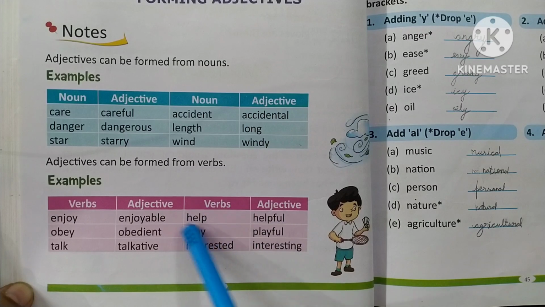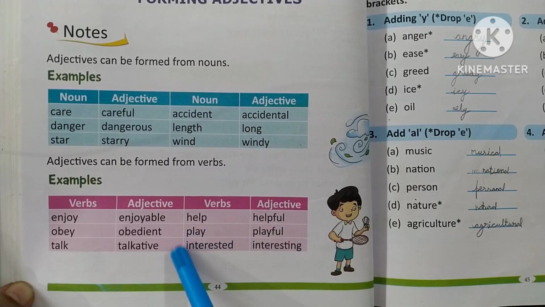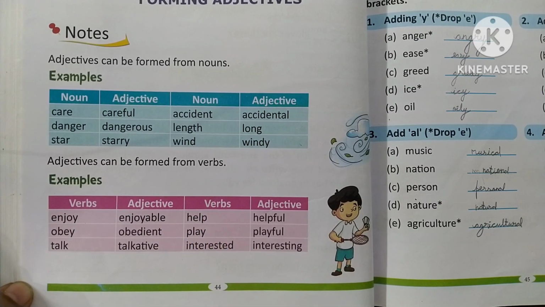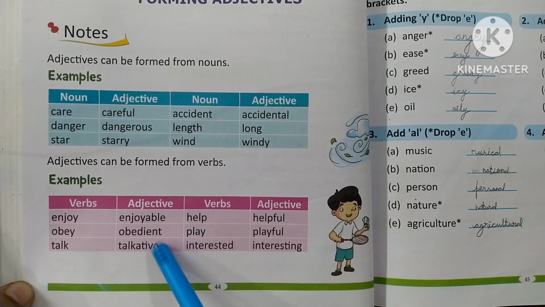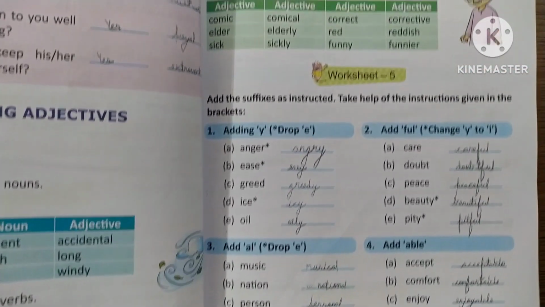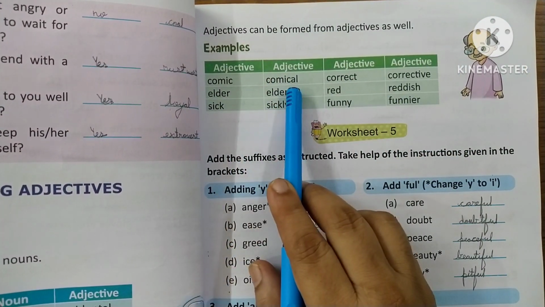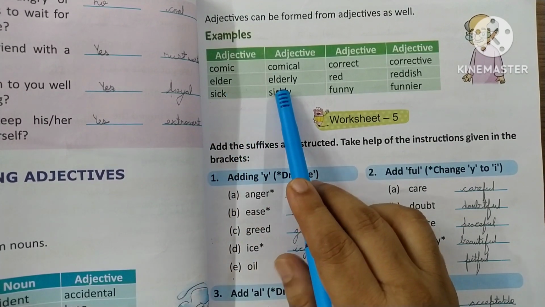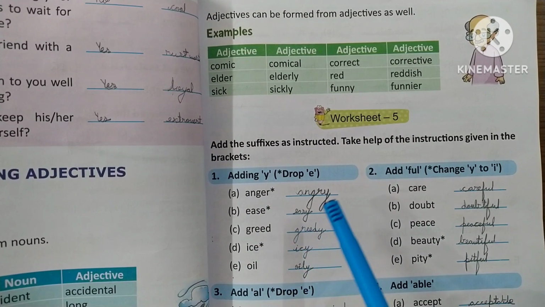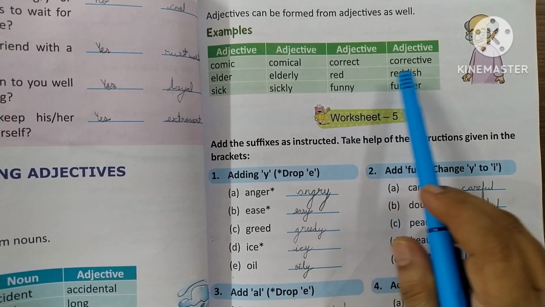Helpful comes from the verb help. Playful comes from the verb play. Interesting comes from the word interested. Now all these are helping words. So they are called verbs and they give rise to these kind of adjectives. Now adjectives can be formed from adjectives as well. Comic, comical. Elder, elderly. Sick, sickly. Correct, corrective. Funny, funnier. Red, reddish.